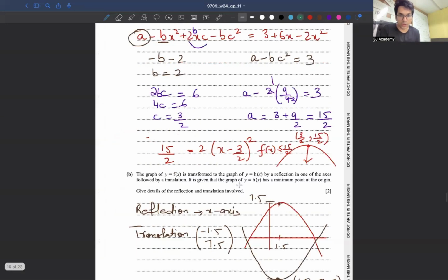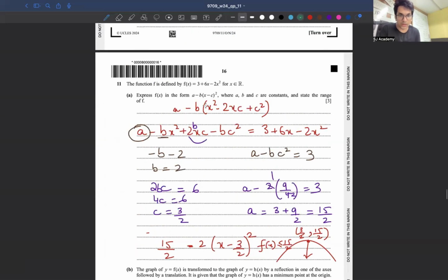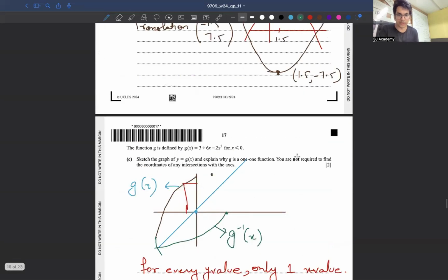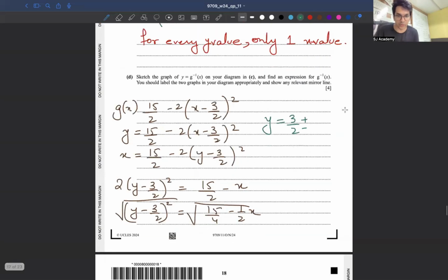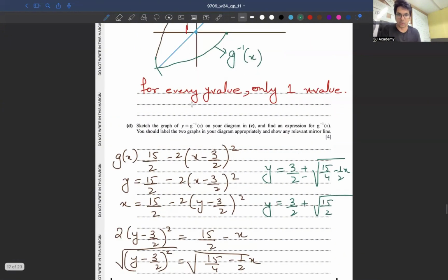Okay, so this is fine over here. So 3 upon 2 plus or minus square root of 15 upon 4 minus half x. Now we also have to decide which of these values we have to take, 3 upon 2 plus or the minus sign. Now, if we take the positive sign over here, the value of y will become 3 upon 2 plus 15 upon 4, and it will exceed this value over here.